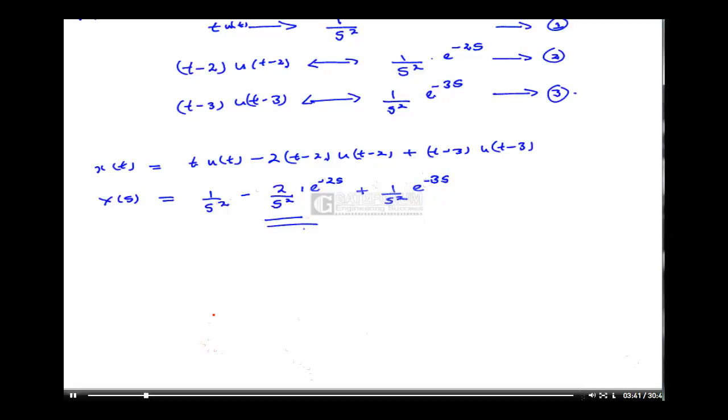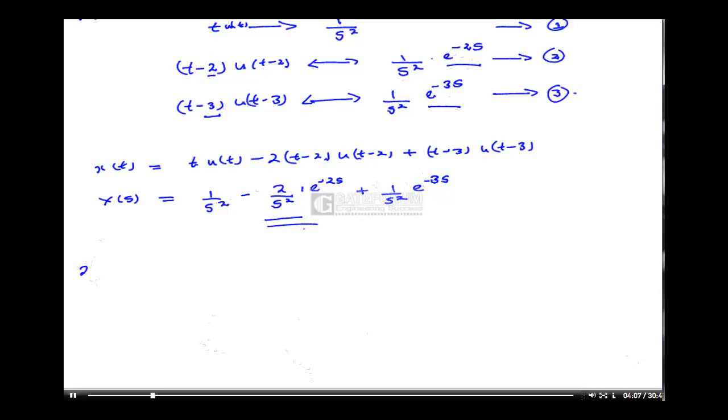I think it is easy to find. Whatever the shift is, if the shift is by 2, we have to multiply by e to the power minus 2s. If the shift is by 3, we multiply by e to the power minus 3s. This is a right hand side shift. If it is a left hand side shift, like t plus 3, then e to the power plus 3s. Accordingly, the sign of the exponential term in the Laplace transform will change.